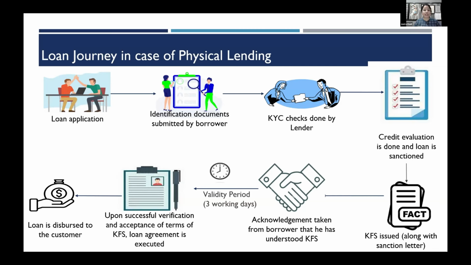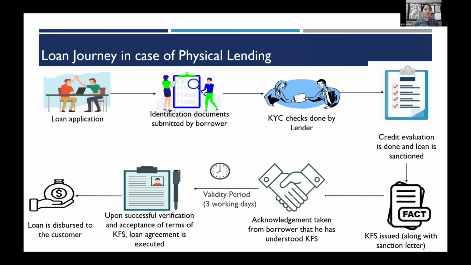Now, the key fact statement is nothing but similar to the sanction letter. Since this is a standardized format, we cannot tamper with the format, we cannot make additions or deletions in the format. But what we can do is issue this along with the sanction letter itself, because the KFS would give me the key terms, the interest rate, the charges, and the qualitative terms of the loan. We also have a validity period once this is issued.